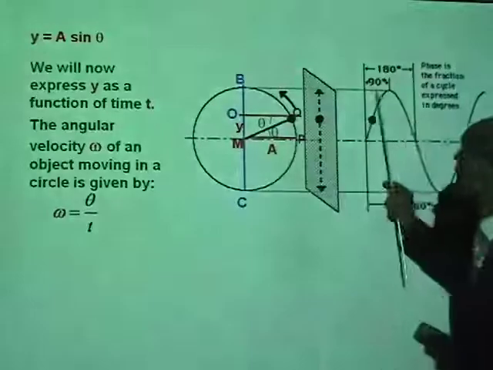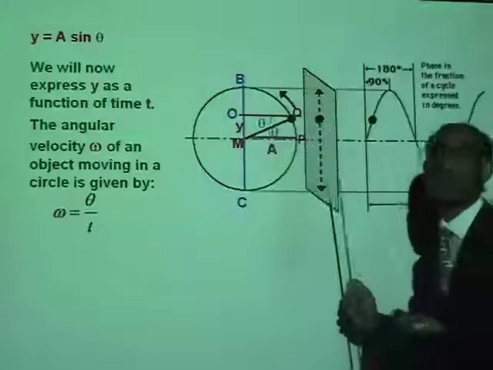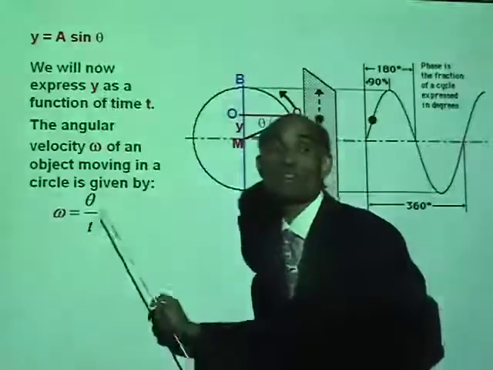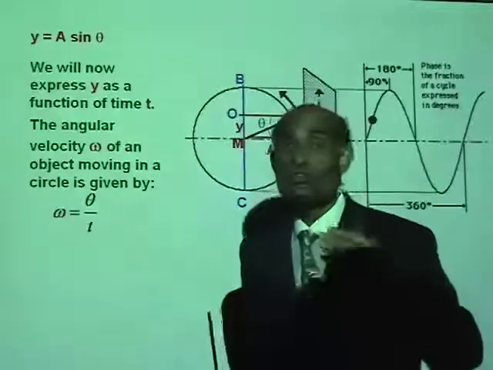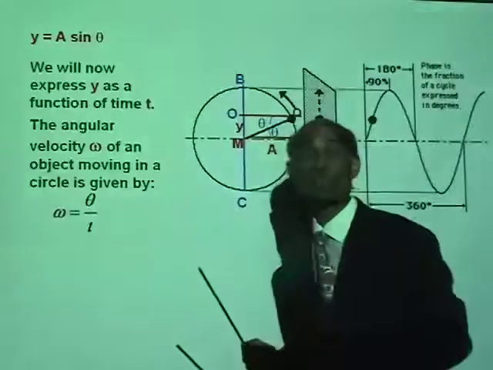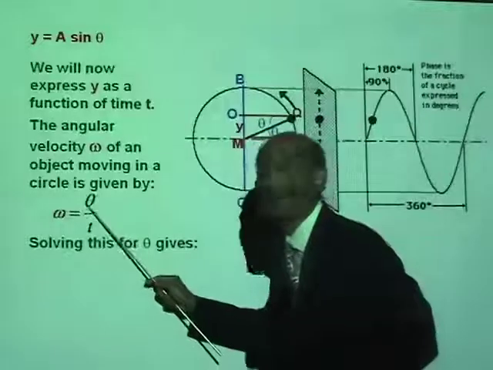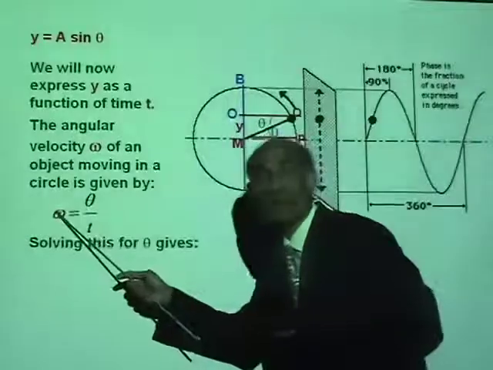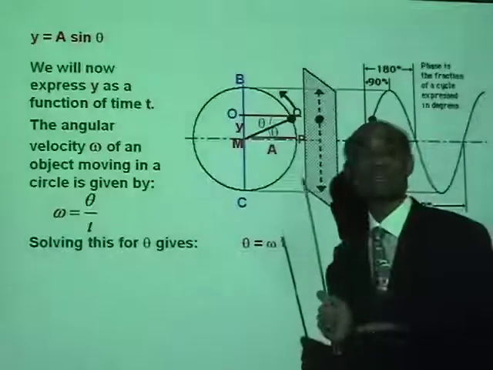Now, don't get carried away when I have marked the angles in degrees here, but when you represent these quantities in mathematical equations, do not use angle in degrees. They use angle in radians. So, angle should be always represented in radians. Now, solving this equation for theta gives me theta equal to, can you solve it? Theta equal to omega times t. So theta equal to omega t.